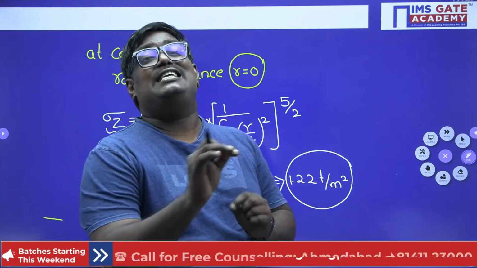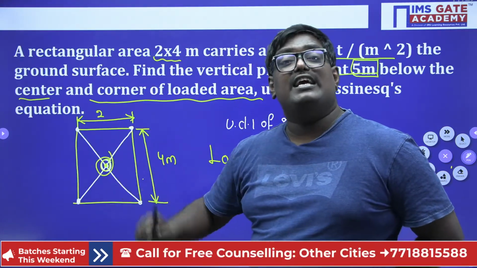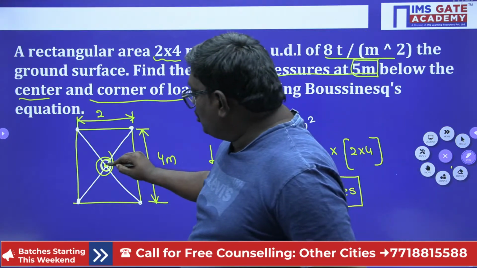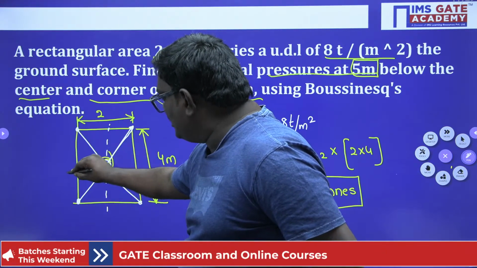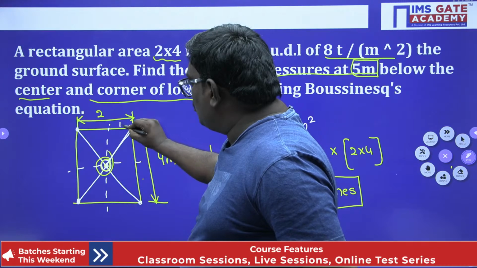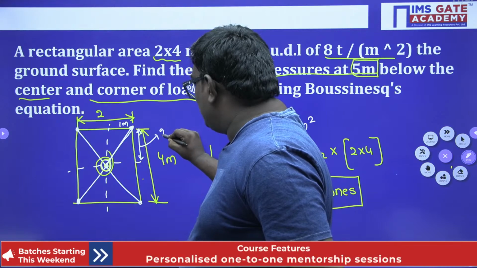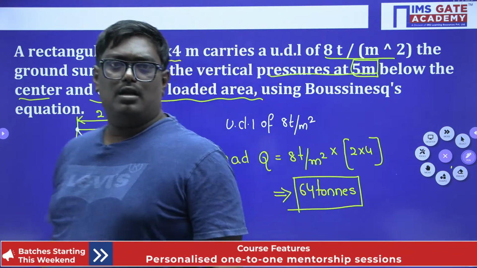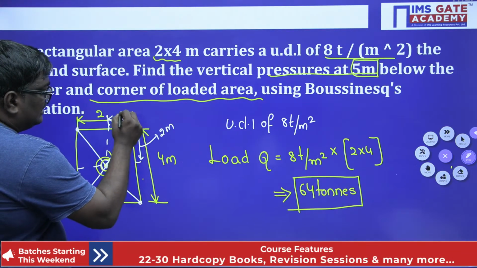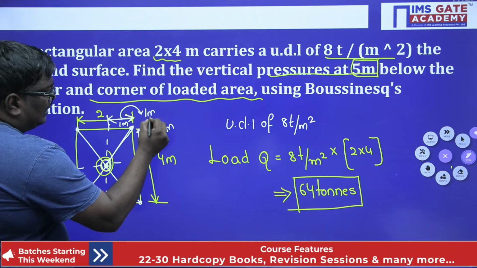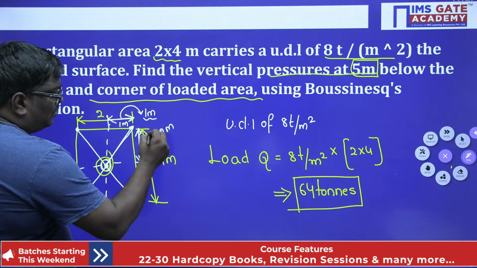Srujana, please keep a note: at the center, the radial distance is 0. But when you talk about the radial distance at the corner, if we divide the rectangle into parts, this portion will be equal to 1 meter and this portion will be equal to 2 meter. This portion will be equal to 2 meter. If you observe here, this portion will be equal to 1 meter, and the portion here will be equal to 2 meter.